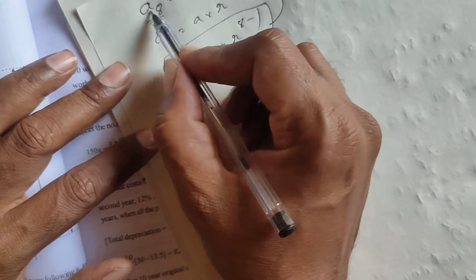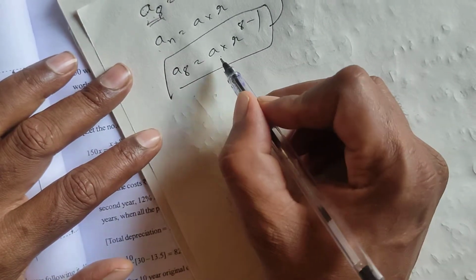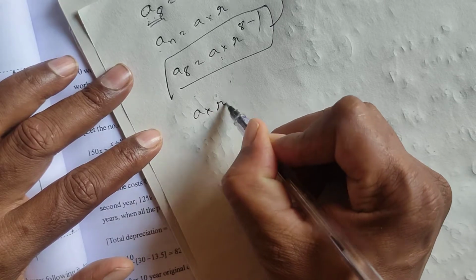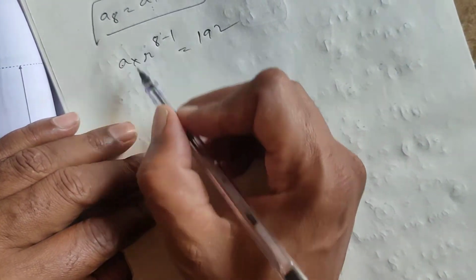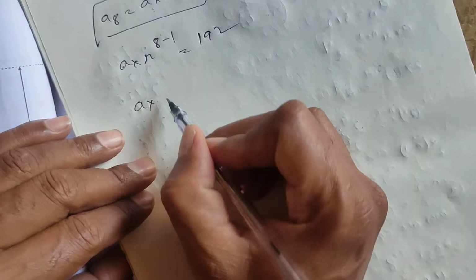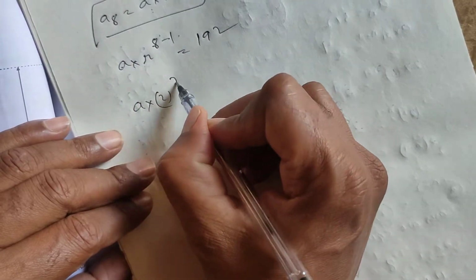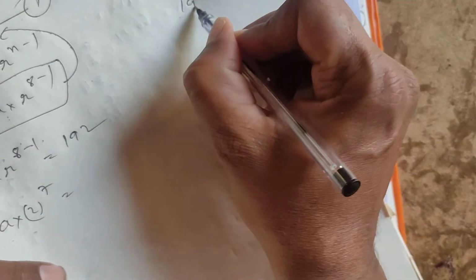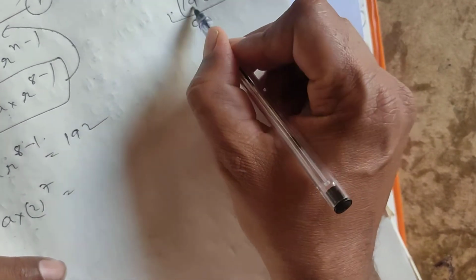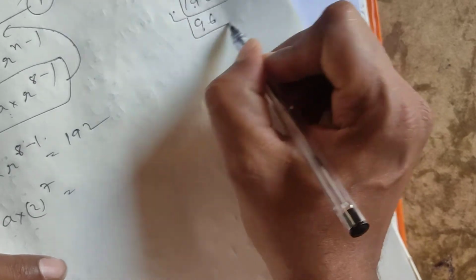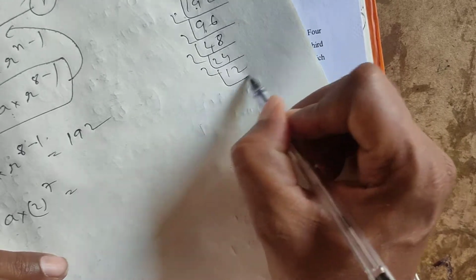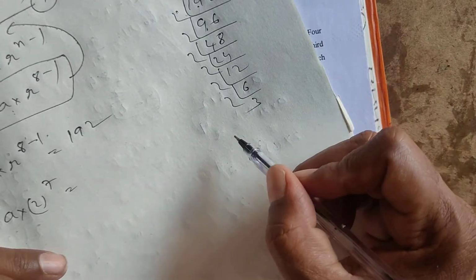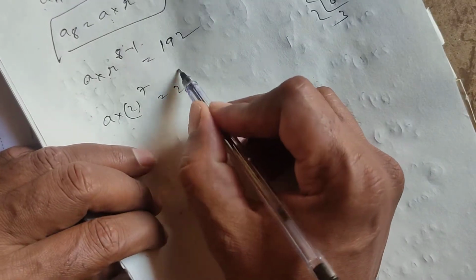Now substitute the A8 value in this. LHS A8 is there, but instead of writing A8, write A into R power 8 minus 1 is equal to 192. 192 write as it is. Okay. So we don't know the value of A, but R is 2 power 8 minus 1, which is 7. 192 prime factorization: 2 9s are 18, 2 6s are 12, 2 48s are 24, 12, 6, 3. So you are getting 2 power 6 into 3.